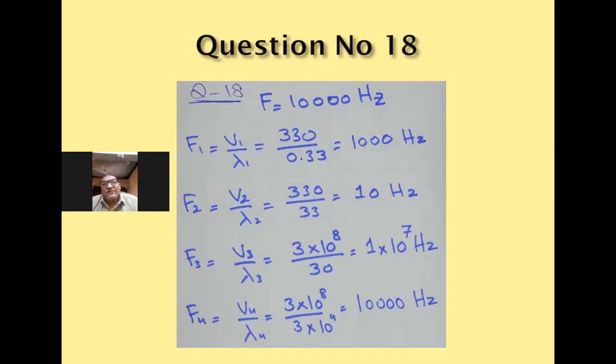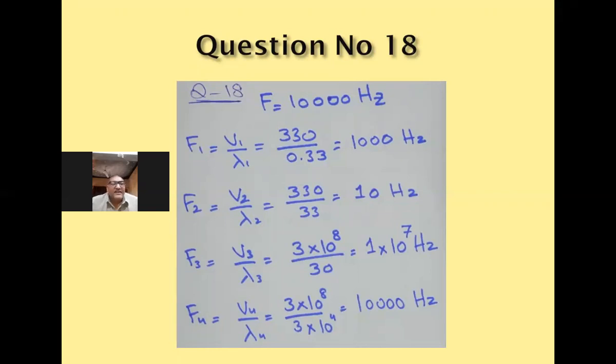So F1 will be equal to V1 by lambda 1, 330 divided by 0.33 equals 1000 hertz. 330 divided by 33 equals 10 hertz. And 3 exponent 8 divided by 30 will be 1 exponent 7 hertz. 3 exponent 8 divided by 3 exponent 4 equals 10,000 hertz.